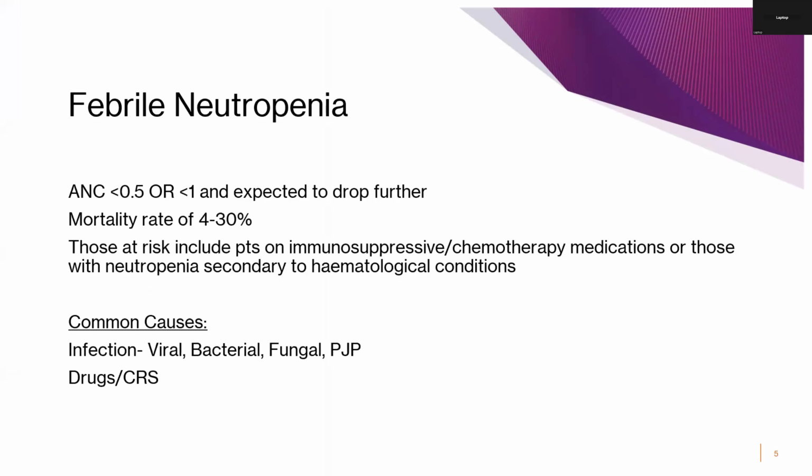Those at risk, obviously, are patients on chemotherapy or those with neutropenia secondary to their conditions. So things like AML and myelodysplastic disorders can cause low white cell counts. The most common causes of the fever are bacterial, but then viral, fungal, PJP, and then drugs as well.